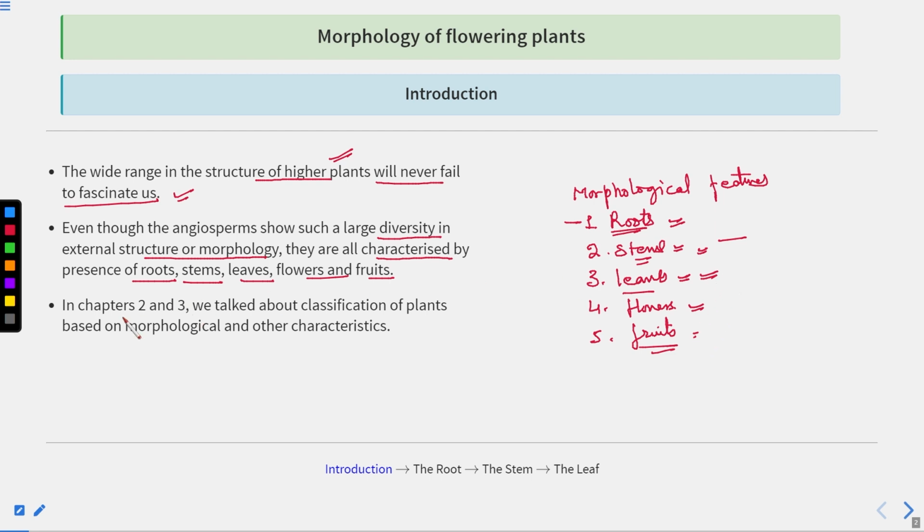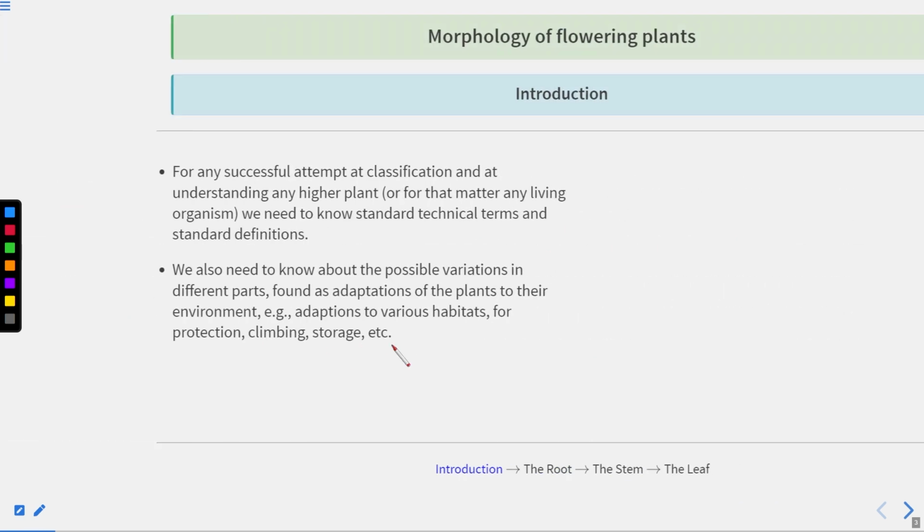So in chapters 2 and 3, we have talked about the classification of plants, biological classification and the plant kingdom. That is totally based on the classification of plants, right? And here we are talking about the morphological and other characteristics. So let us see how we are going to deal with this morphology.